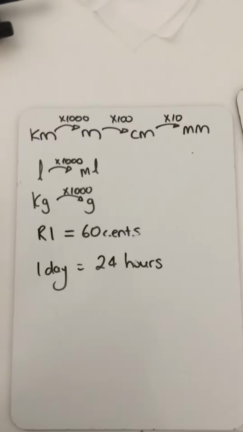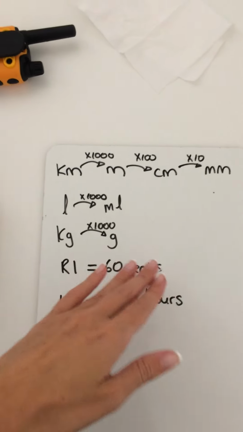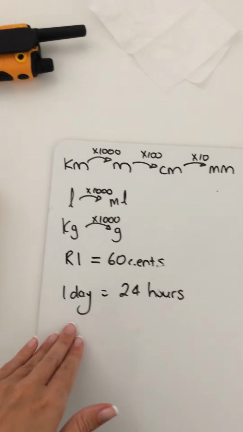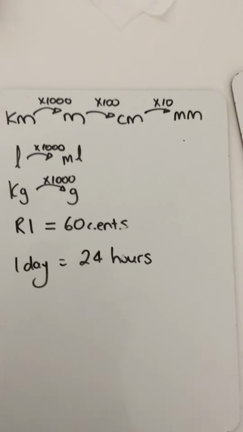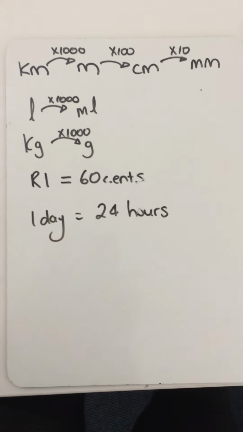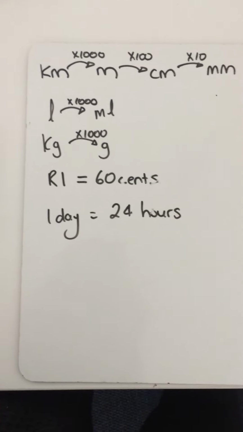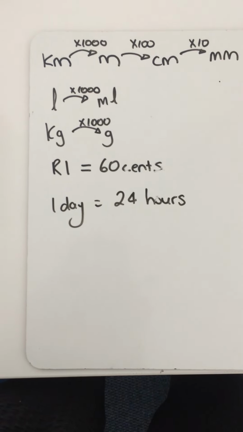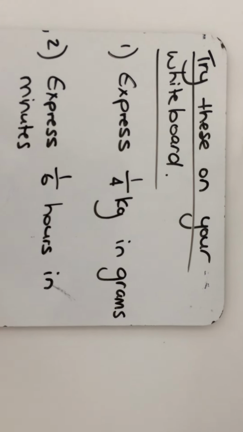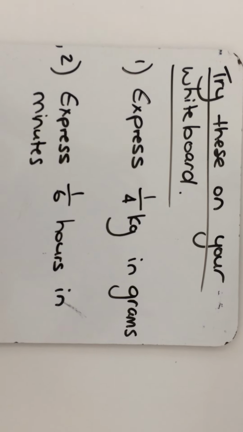The important thing with these, Spark Scholars, is to remember again how many cents there are in a rand, how many hours there are in a day, how many meters there are in a kilometer. We need to learn those first before we can do sums of this nature. So if you understand, please will you pause the video now and do these examples on your whiteboard.